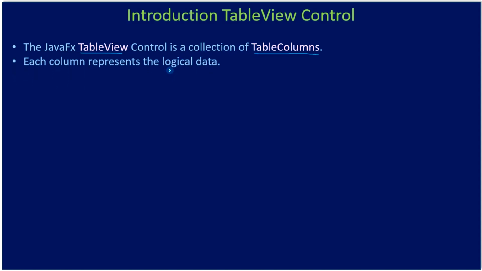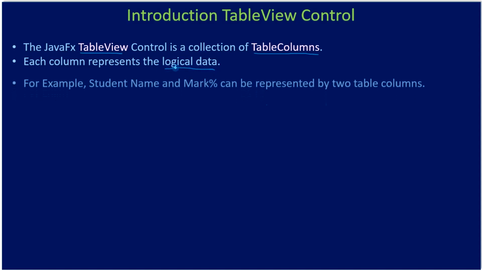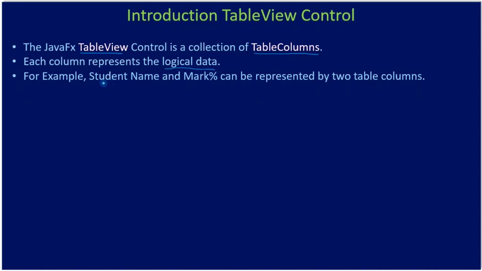Each column represents a logical data. For example, student name and mark percentage can be represented by two table columns. So column 1 can represent a student name, and column 2 can represent the percentage mark obtained. So these two columns belong to a table view control.